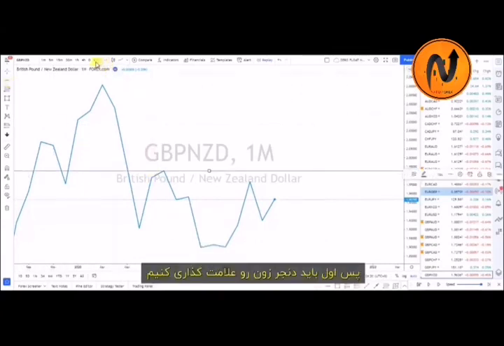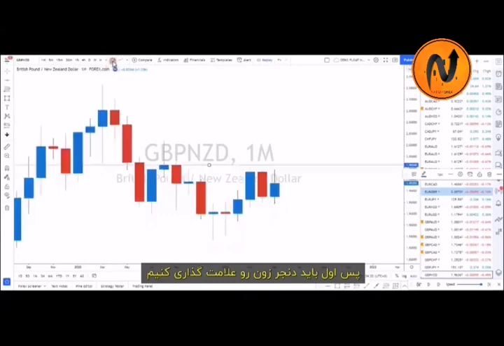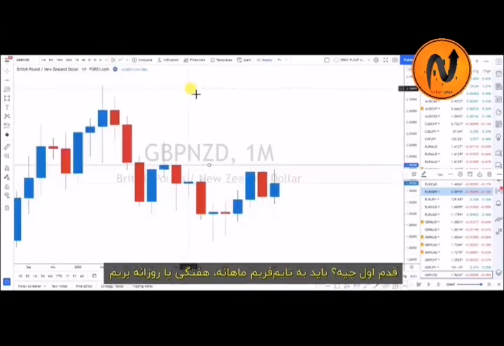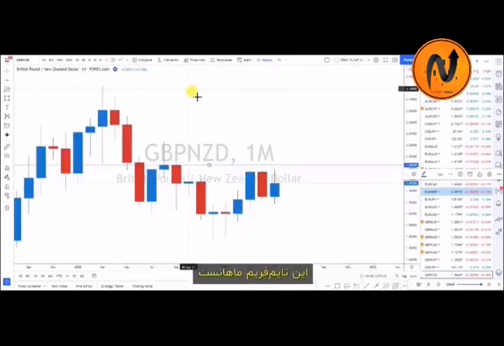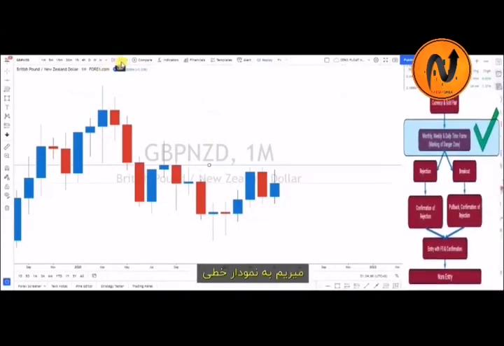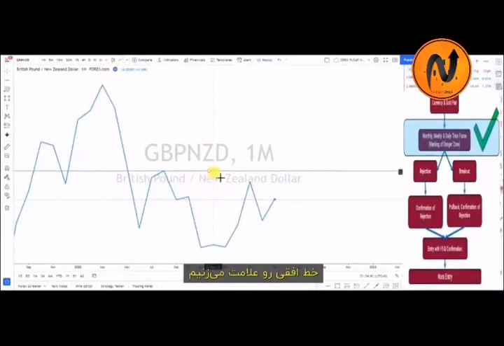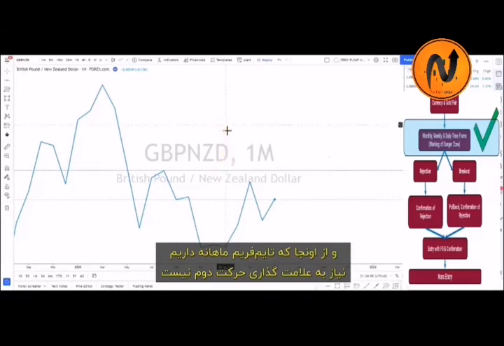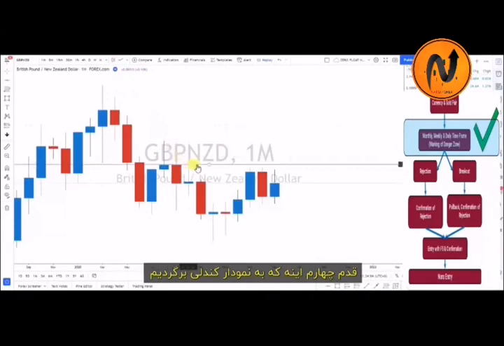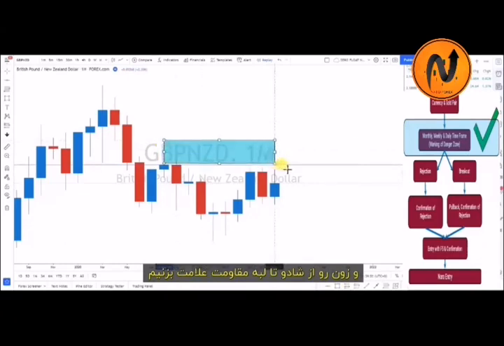Okay, so first we need to mark the danger zone. So what's the first step? We go to the monthly, weekly, or daily time frame. So this is the monthly time frame. Second, we go to the line chart. Third step is to mark the horizontal line. And since this is a monthly time frame, we do not require to mark the second movement. So step 4, go back to the candlestick chart and mark our zone. So from the shadow all the way to the edge of the resistance.